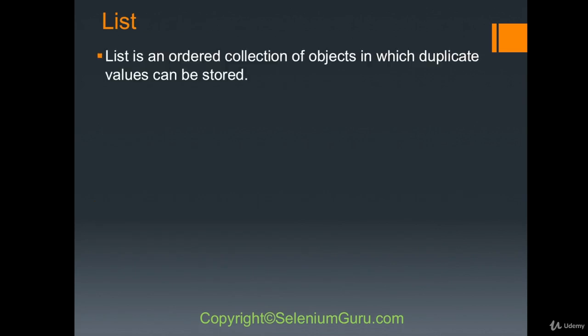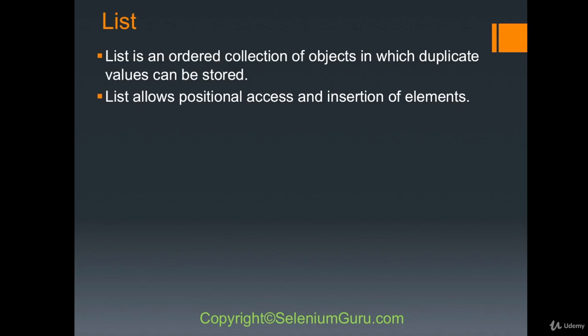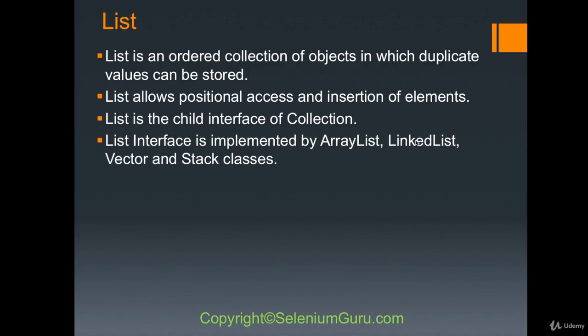So now let's talk about the list. What is a list? A list is an ordered collection of objects in which duplicate values can be stored. It means that a list is basically a collection where you can store n number of elements and they can be duplicate values as well. List allows positional access and insertion of elements. So you can add elements inside the list. List is a child interface of collection.